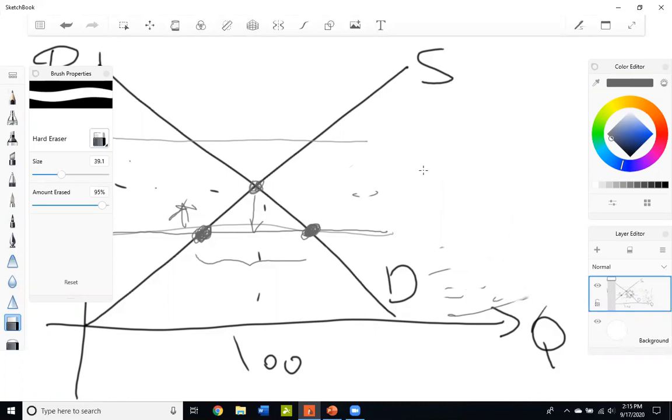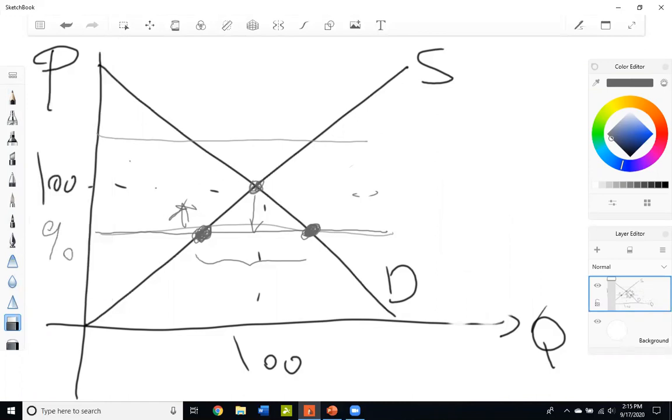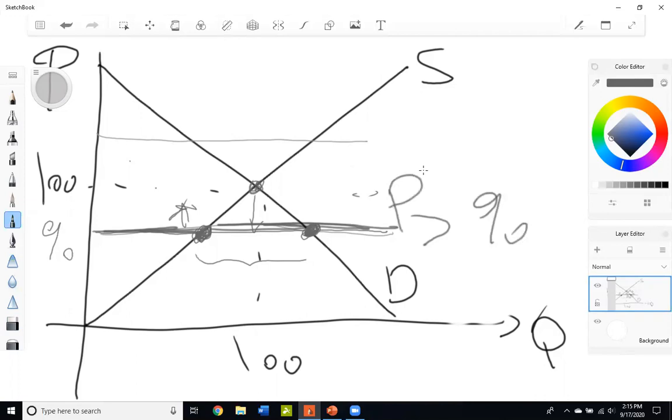Meaning that prices cannot go below 90. Tell me, if this is a price floor, it means that prices can never be less than 90. Prices always must be more than 90. Is this binding or non-binding?